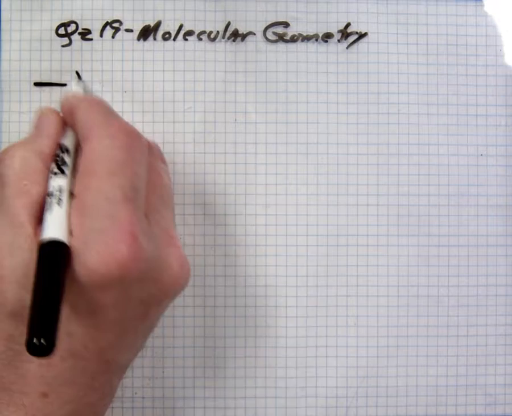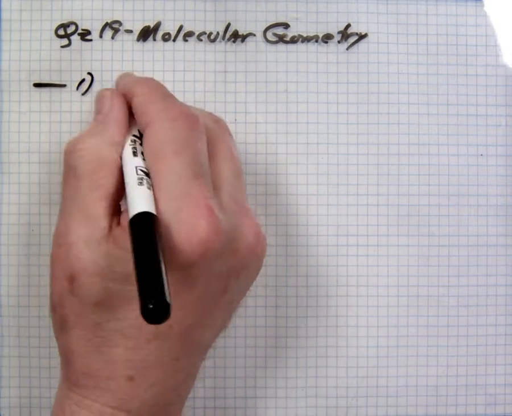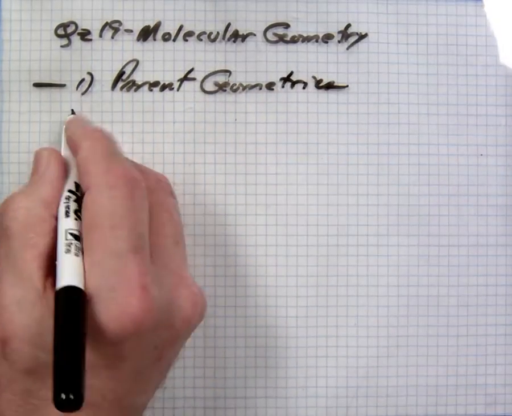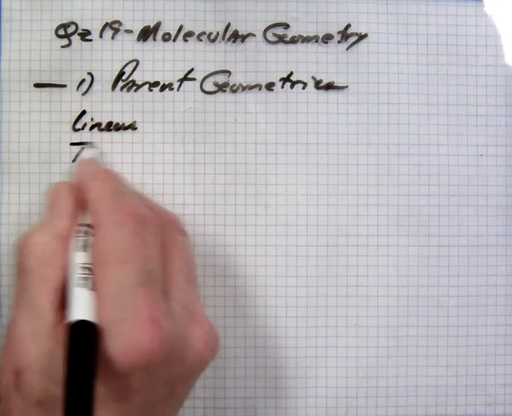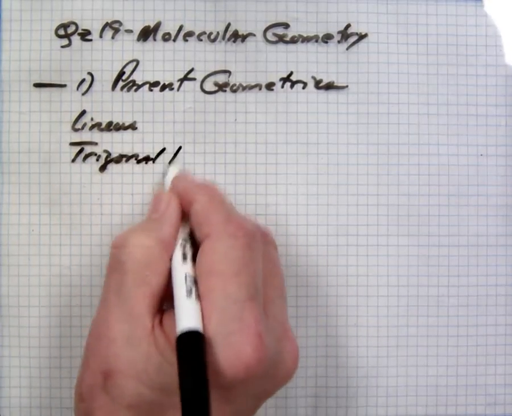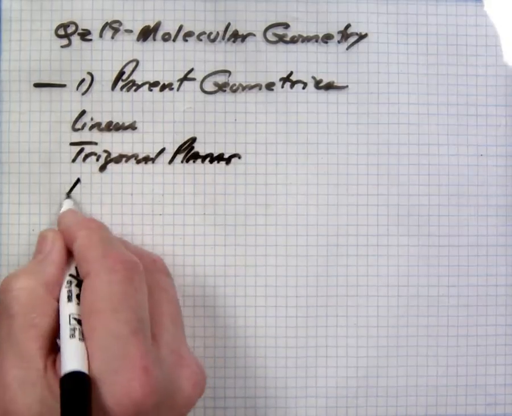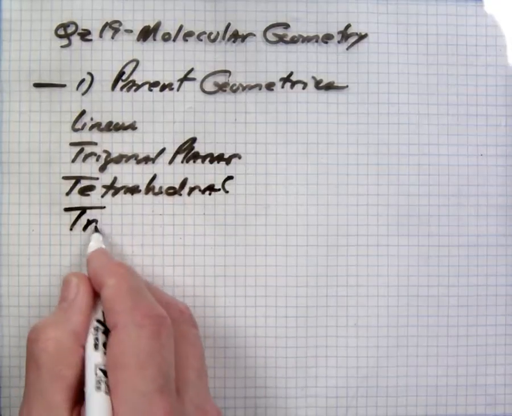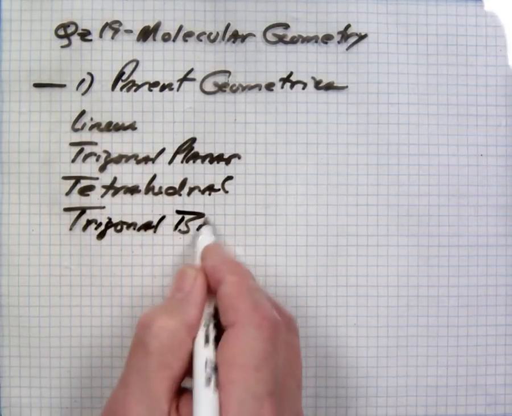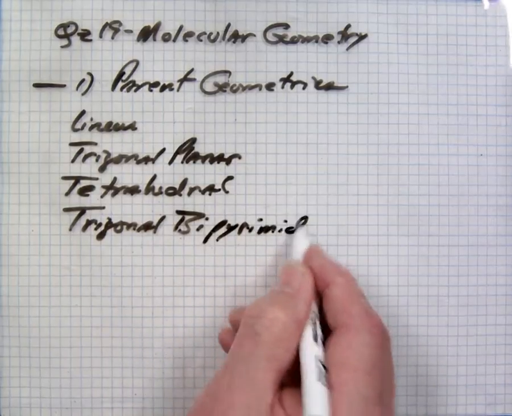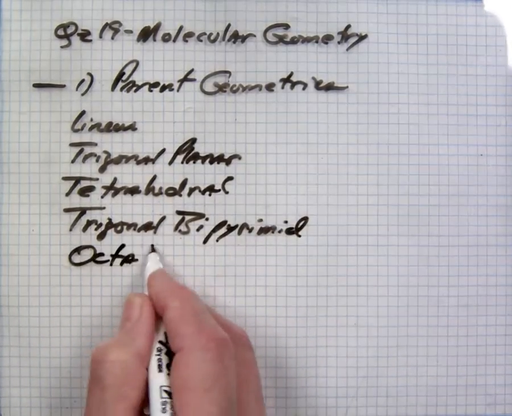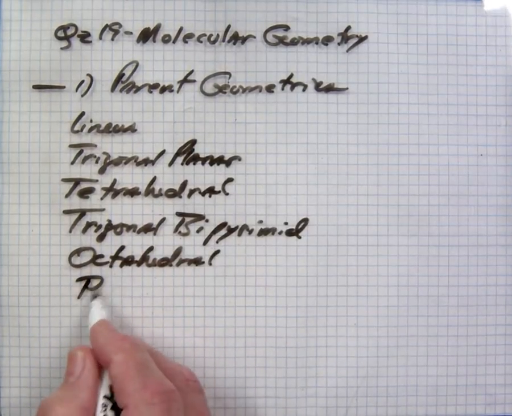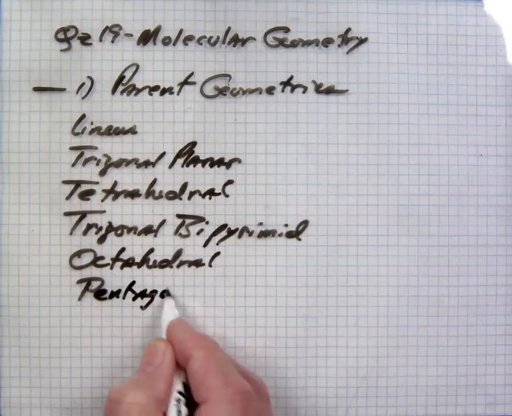So when we talk about parent geometries, we talk about linear, trigonoplanar, tetrahedral, trigonobipyramid, octahedral, and there is one that is not in the Ebbing text, but it exists, pentagonal bipyramid.